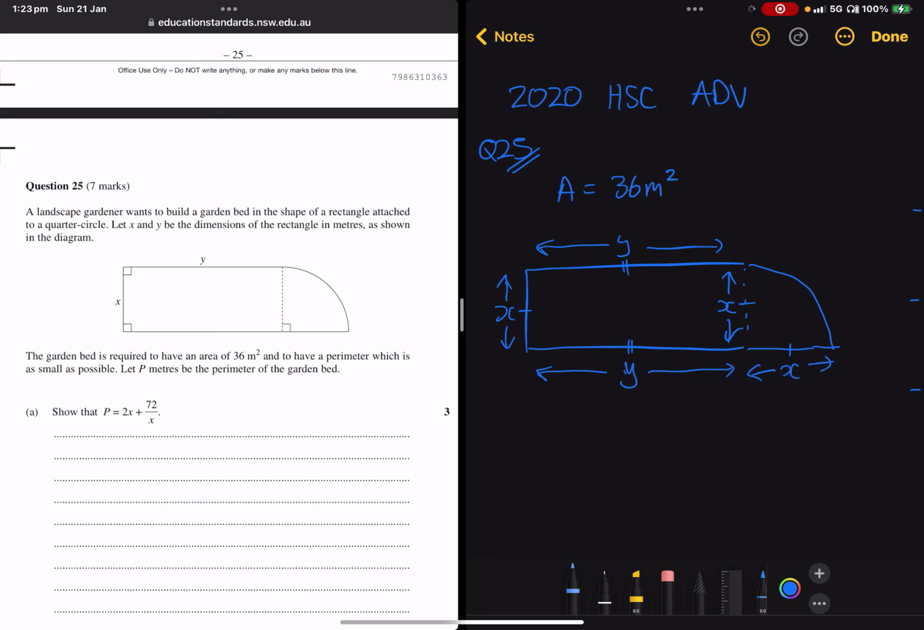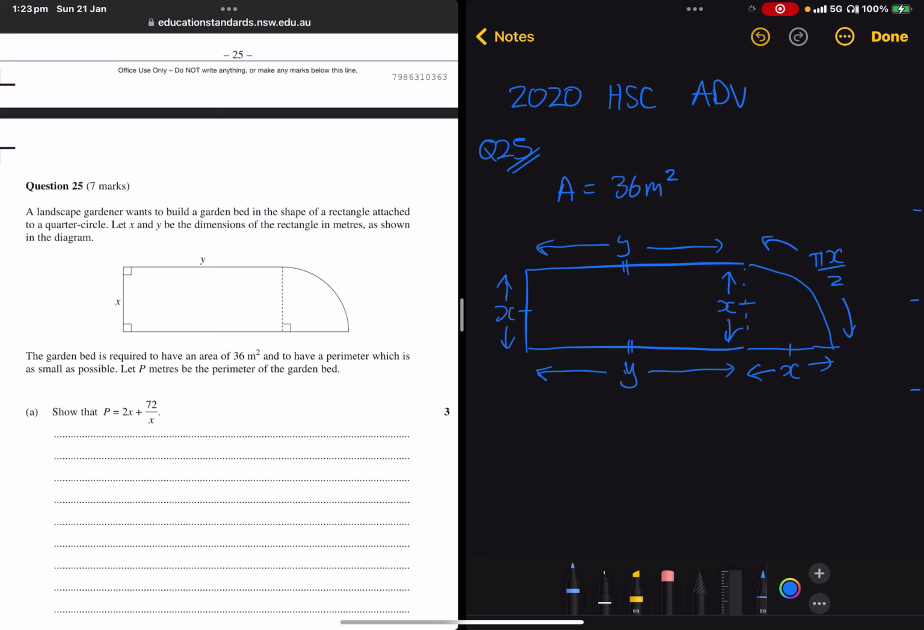Now, because we know the radius is x and it's a quarter circle, we can calculate the curved section here. The circumference of a circle is 2 times pi times the radius. So the circumference of a full circle, one that looked like this, would be 2 pi x. So the circumference of a quarter of that is 2 pi x divided by 4, which is pi x on 2.